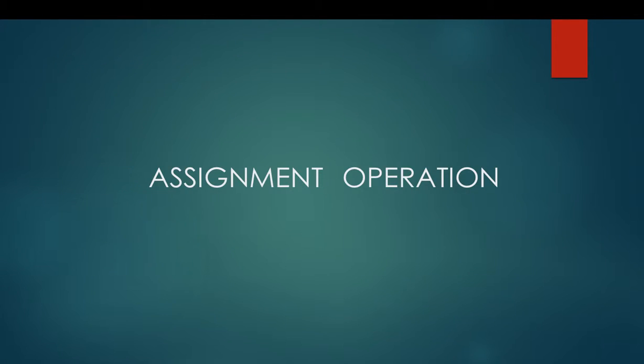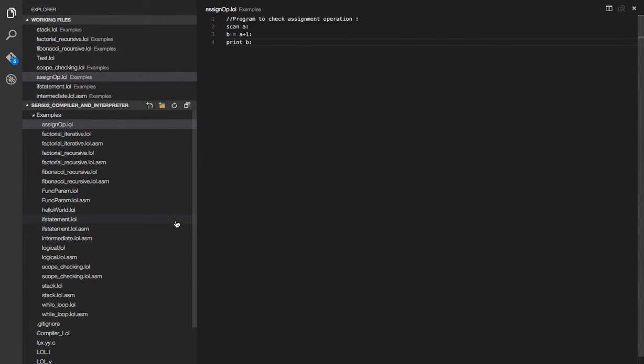Now that we've looked into the basic syntax of the LOL language, we shall look into the various functionalities that LOL supports. The first one is assignment operation. So let us look into one of the corresponding programs. Here we are getting the value from the user and storing it in the variable a using the scan function. Then we are assigning the value of a plus 1 to the variable b, and we're printing the variable b using this print statement.